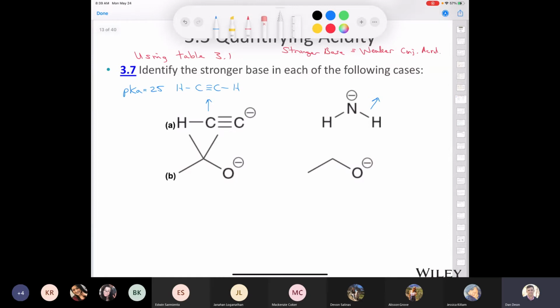So if we have amide, the conjugate acid of amide is ammonia. I don't need to draw the Lewis structure. Did anybody memorize the pKa of ammonia, or could anybody look it up and tell me what it is?